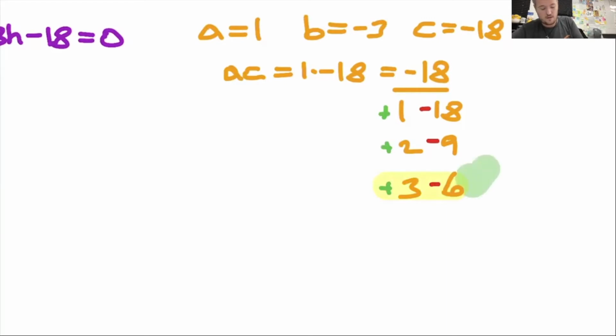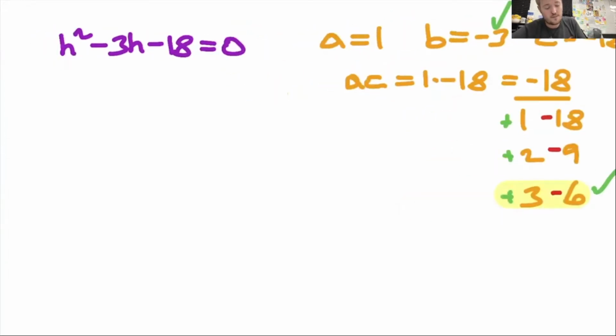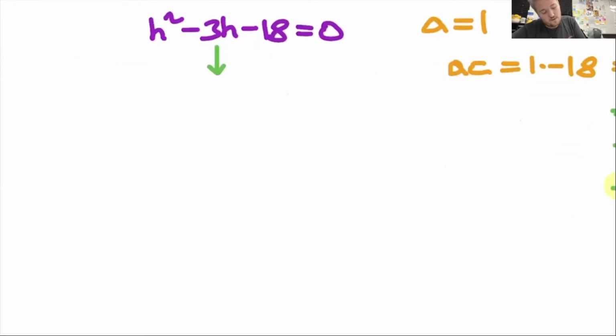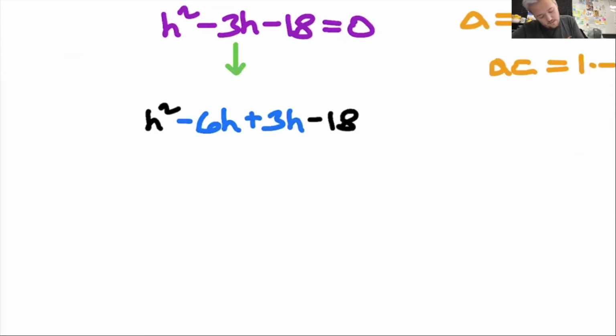So if I add those together, we get -3. So that's what I'm going to use over here. So I'm going to have h squared minus 6h plus 3h minus 18 equal to 0.